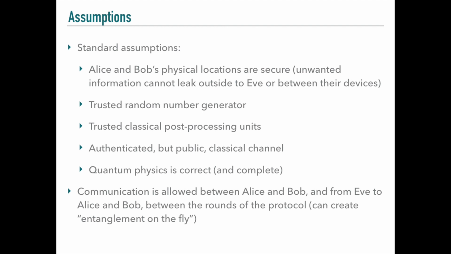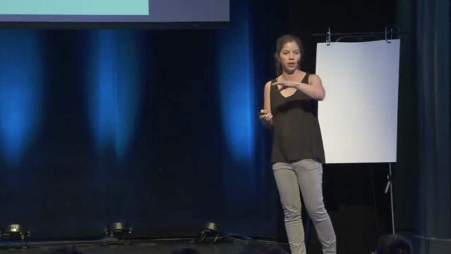Another important comment. I said that we need to be able to restrict the communication between Alice and Bob's devices, but we do allow, in general, communication between Alice and Bob, and from Eve to Alice and Bob, between the different rounds of the protocol. You will see in a second that we have rounds of the protocol. This is important if we want to implement the protocol by distributing entanglement on the fly.